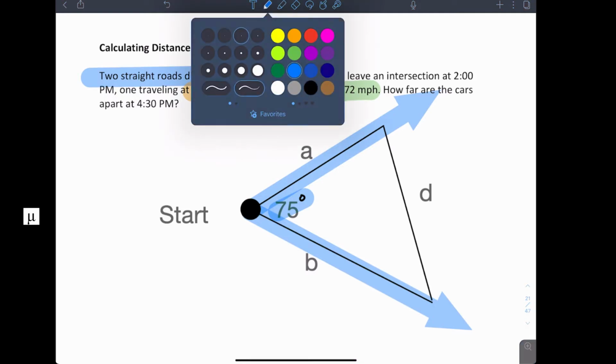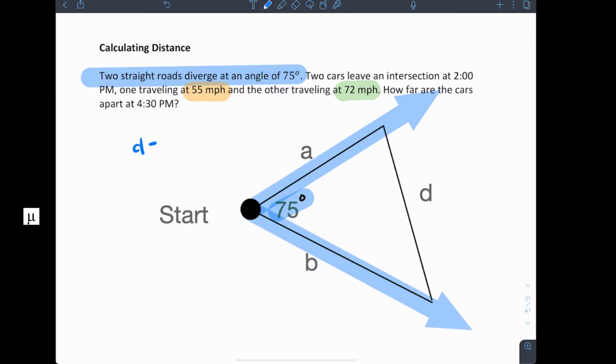Now, you guys remember this basic formula from beginning algebra? Distance equals rate times time. So which car do you think would be further away? Because your time, if you start at 2 and at 4:30, isn't that 2.5 hours later? Do you guys see what I'm saying? That's 2.5 hours later. That's T. So which car do you think is further, A or B?